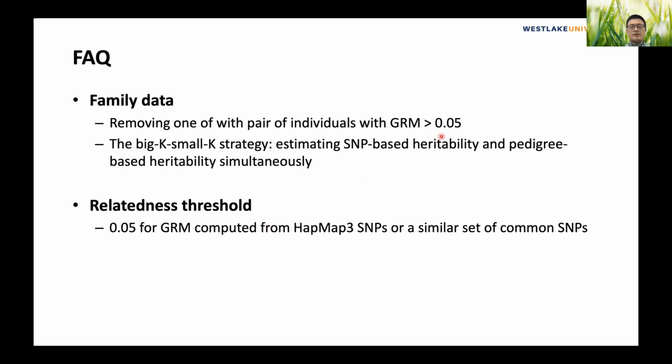In terms of this relatedness threshold, we often use 0.05, but in real data applications, we don't really see too much difference if we use 0.025 or even 0.1 for GRM computed from HapMap3 SNPs or a similar set of common SNPs.